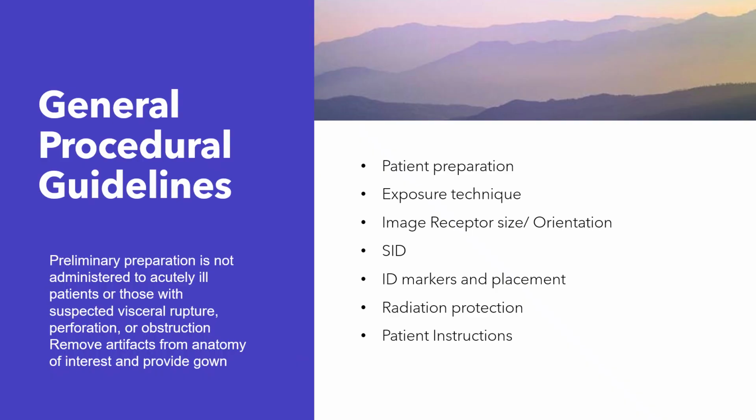All right, transitioning to general procedure guidelines. Preliminary preparation is not typically administered to acutely ill patients or those with suspected visceral rupture, that is organ rupture, like a ruptured spleen, post-MVA, perforation, or obstruction. Okay, so that's like an emergency KUB. Do your best to remove the artifacts. Changing into a gown, no, let's get the radiograph.